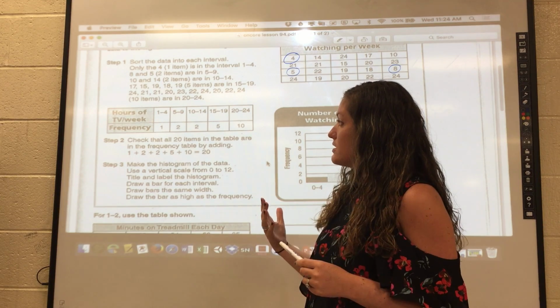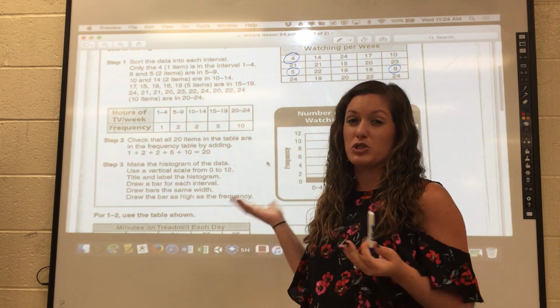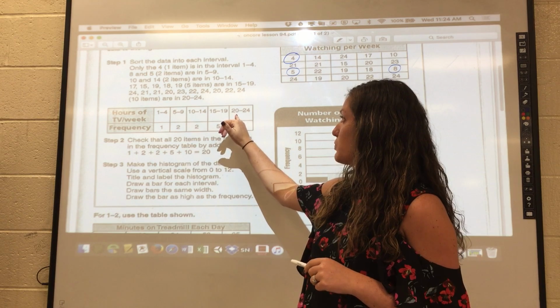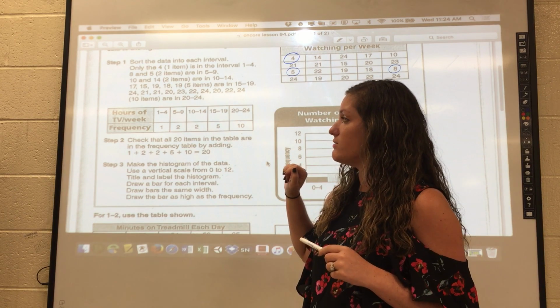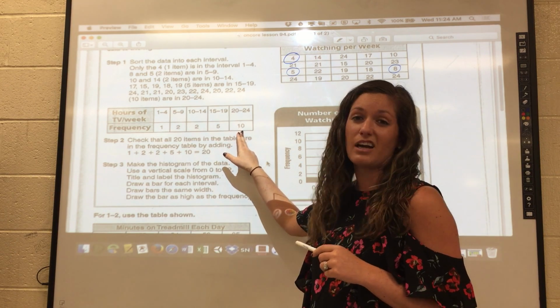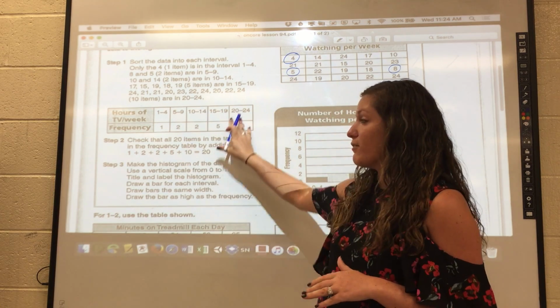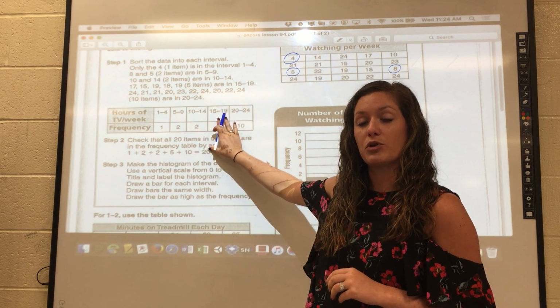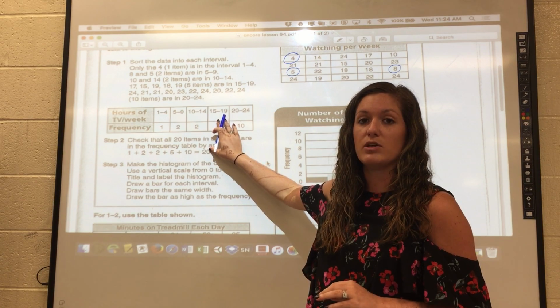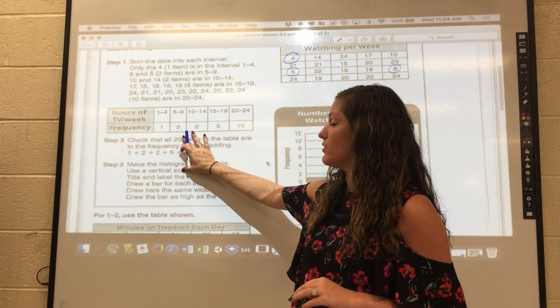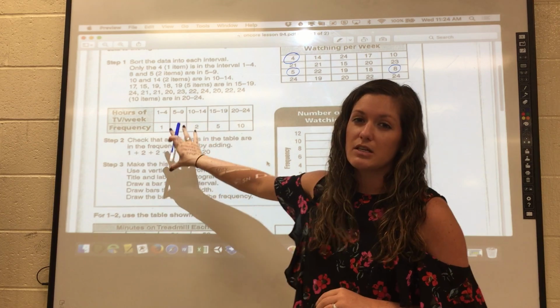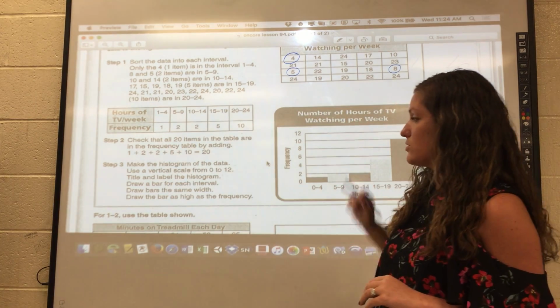And I can also see very quickly that the majority of people are watching between 20 and 24 hours of TV a week, because that's occurring 10 times, where in these other intervals it's much lower. So we have our frequency table: how many people are watching how many hours of TV within these 5 different intervals. We are going to translate this now into a histogram.